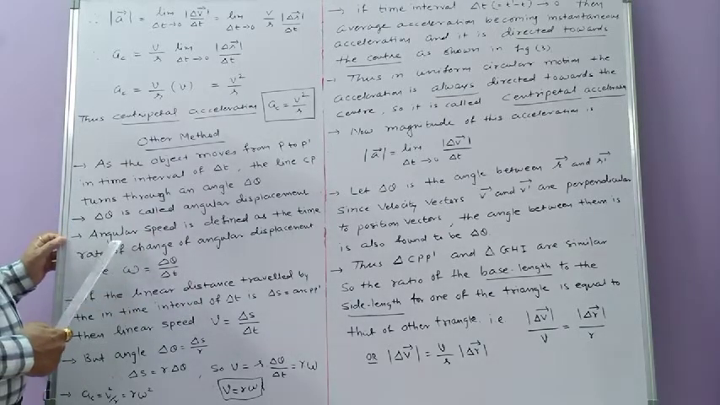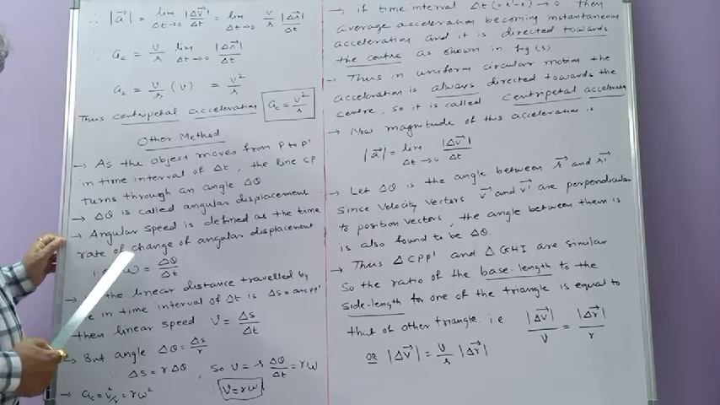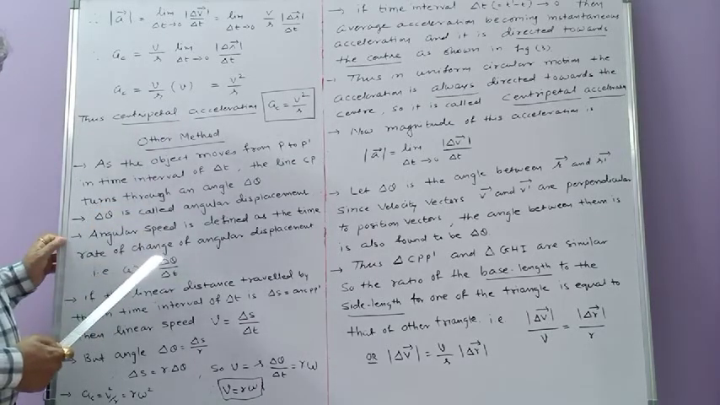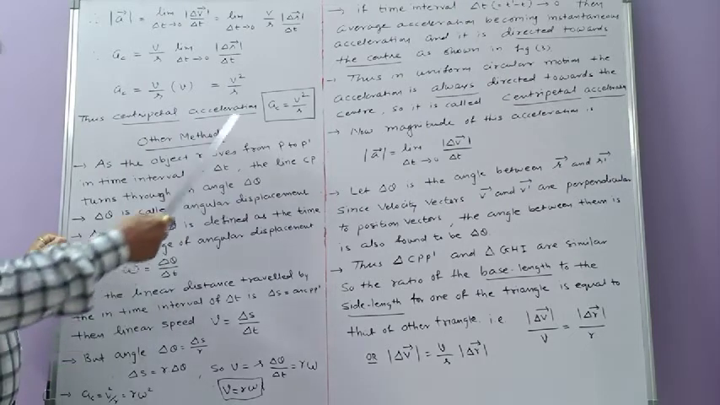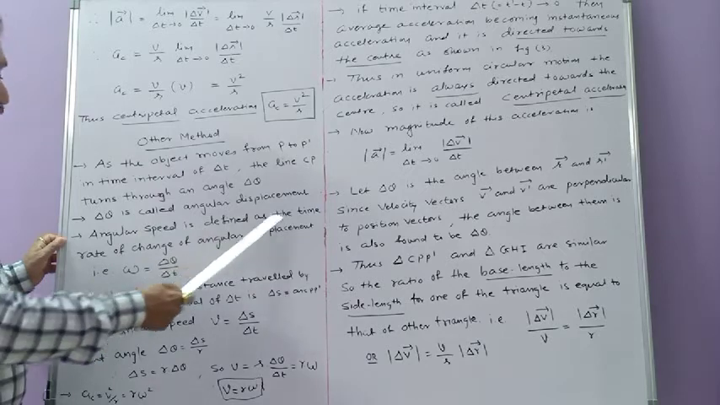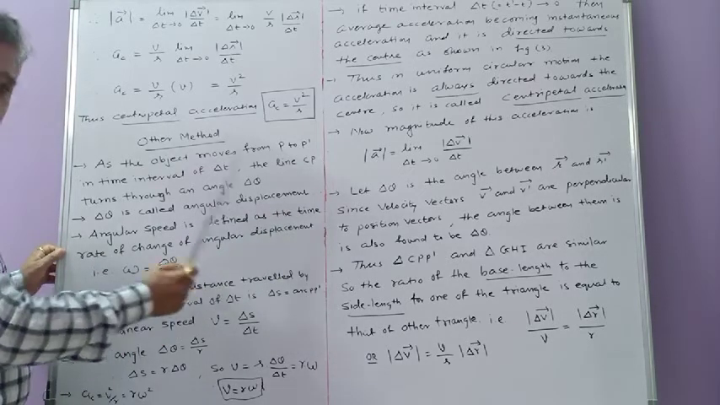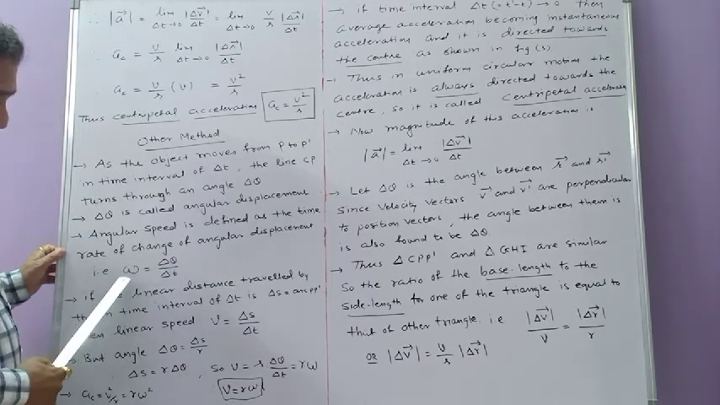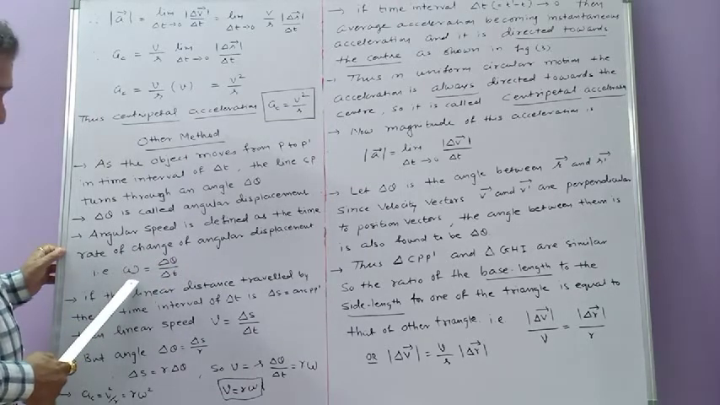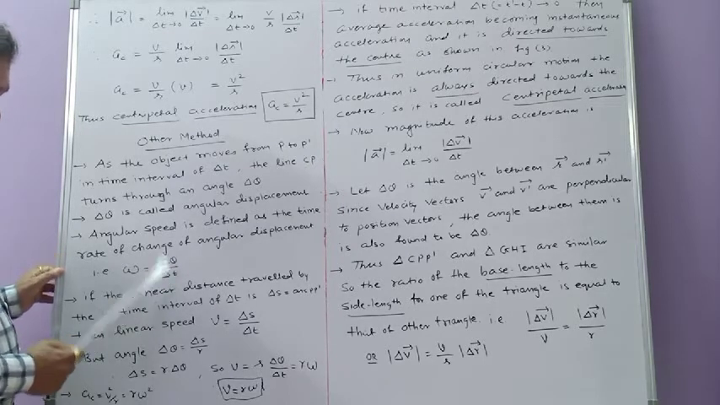At the same time, you can define the angular speed. Just as linear speed is equal to linear distance upon time interval, angular speed is equal to angular displacement upon time interval. So angular speed is defined as the time rate of change of angular displacement, and this angular speed is denoted by the symbol omega. So omega is equal to angular displacement upon time, that is delta theta upon delta t.